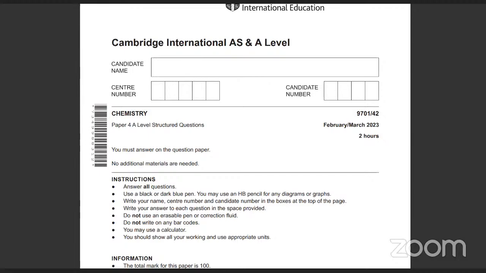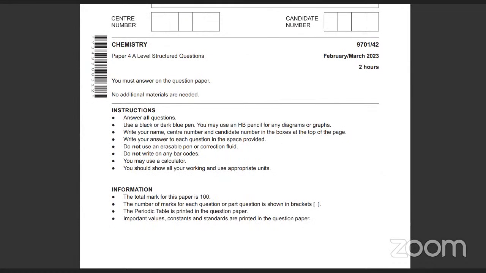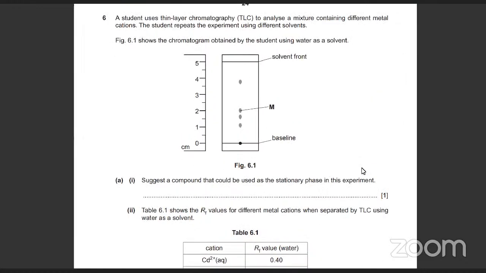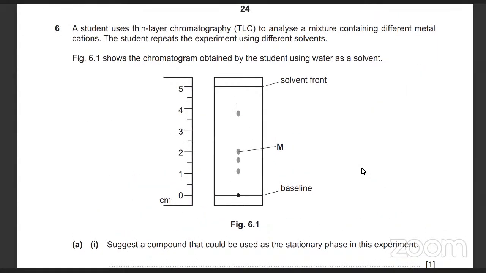Okay, so this is the latest one. This is March 2023. And I said the last question, you want to do the last question first. So just one second. I'm not really sure if there is a marking scheme for this. Just a second.